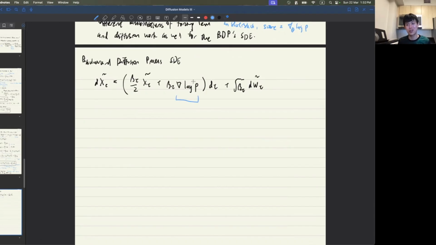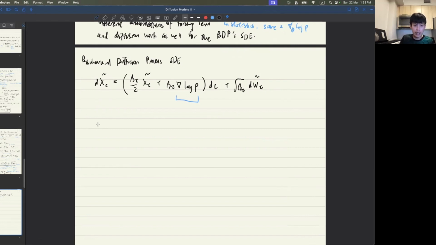But the problem is we don't know this score, right? P, the probability density, is exactly the thing that we're trying to find. So we don't know the score. But this stochastic differential equation is telling us that the score is all we need to know. So why not just use a neural network to predict the score?